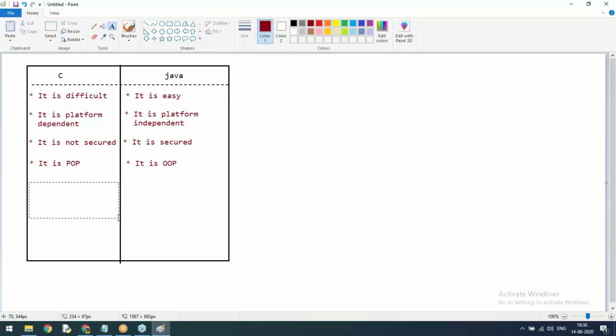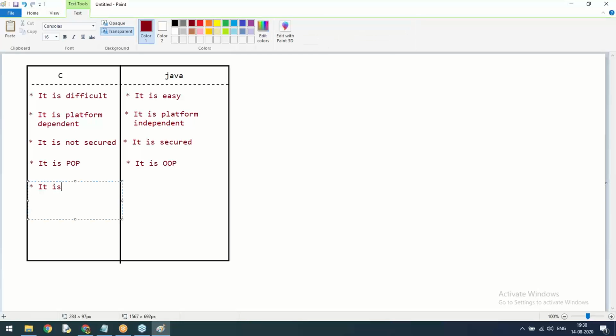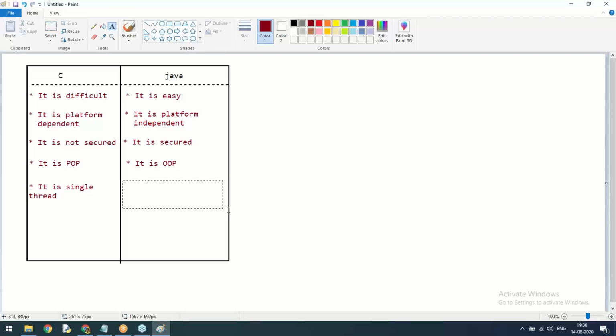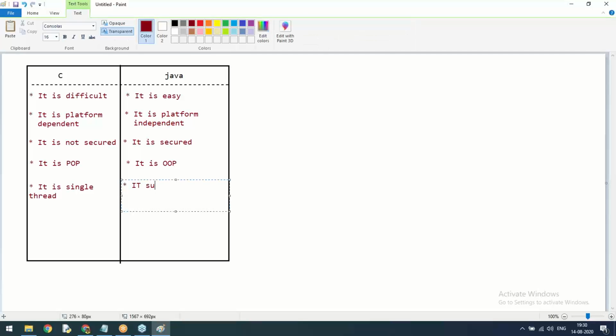Next, C is single threaded. Yes, it is single thread. Java supports multi-thread. Next, Java is a portable language.